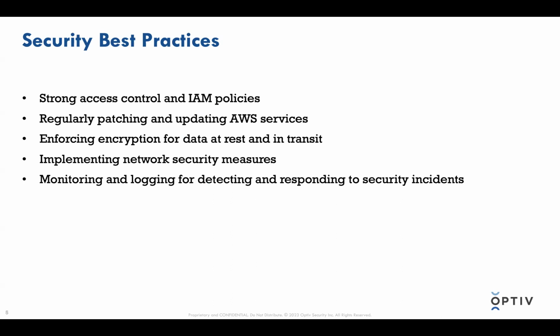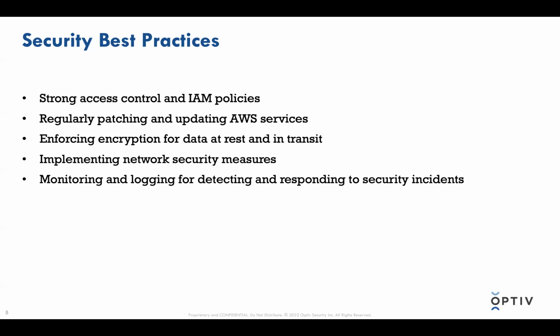Regularly patching and updating AWS services is another critical practice. Outdated versions of services can contain vulnerabilities that can be exploited by attackers. Setting up automated patching schedules and leveraging AWS Systems Manager can help ensure that your infrastructure remains up to date and secure. Data encryption is essential for protecting sensitive information both at rest and in transit. By utilizing encryption mechanisms such as server-side encryption in Amazon S3 with AES 256 encryption or AWS KMS managed keys, you add an extra layer of security even if the data is compromised.